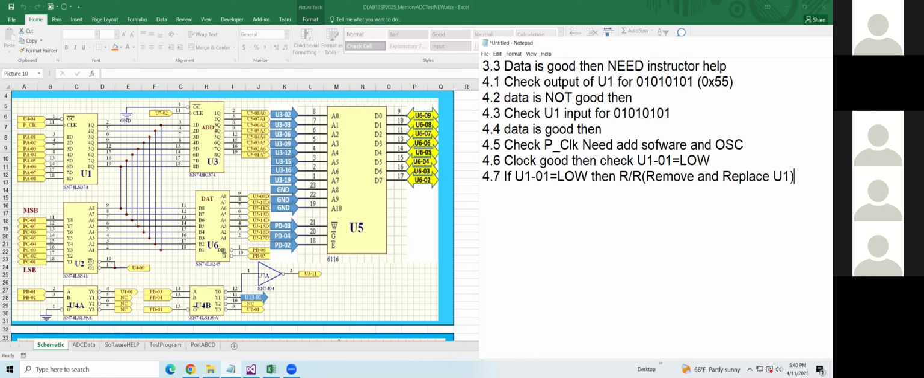That means you already set the input on U1, correct. You check U1 pin 1 low, correct. You get the clock, correct. The output is supposed to be correct. However, in the lab, you measure U1 pin 2, it has to be logic 1. If it's not, then you replace it? Remove and replace? No, not yet. At work, you do that way, but in the lab, it's not.